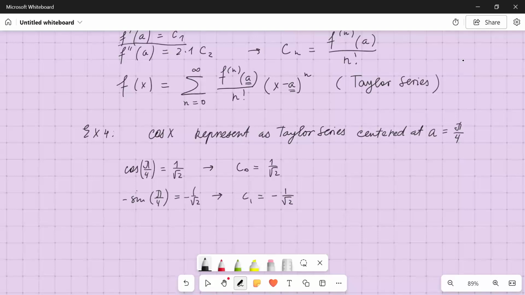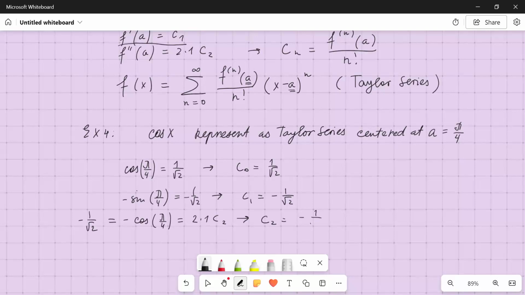Differentiate one more time. Derivative of sine is cosine, right? At pi over 4, remember that over here is going to be like 2 by 1 C2. So C2 equals minus cosine, which is negative 1 over square root of 2. Pi over 4 is a very convenient number for sine and cosine, because it has basically the same numerical value for both sine and cosine, right?